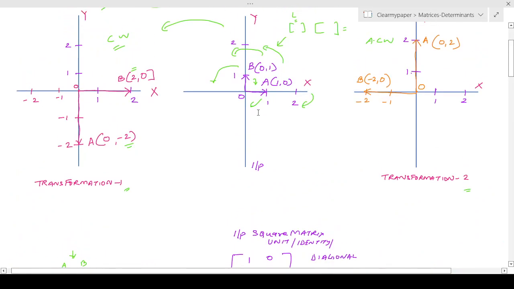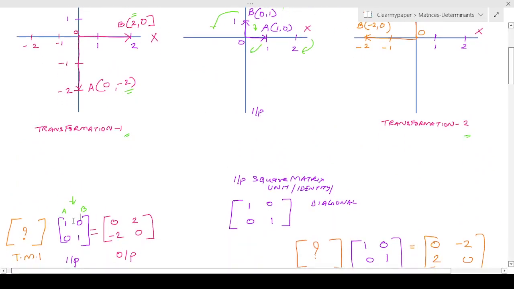I'm putting it in terms of column vectors. The first entry is the x coordinate for A, and then the y coordinate, and then the x coordinate for B and the y coordinate. You have to see it in a column fashion. If I represent these two vectors, A and B, this two-dimensional object, in the form of a matrix, this is how it will look.